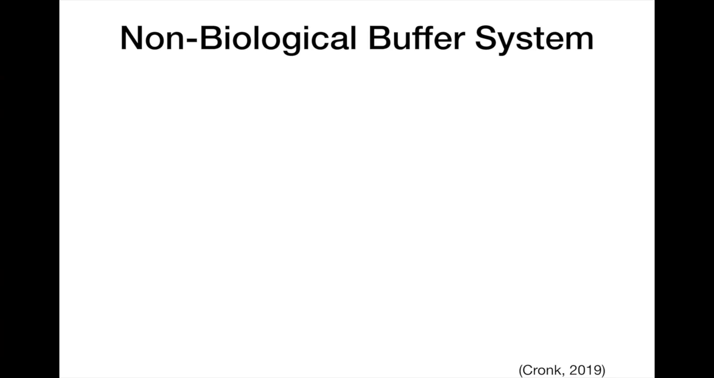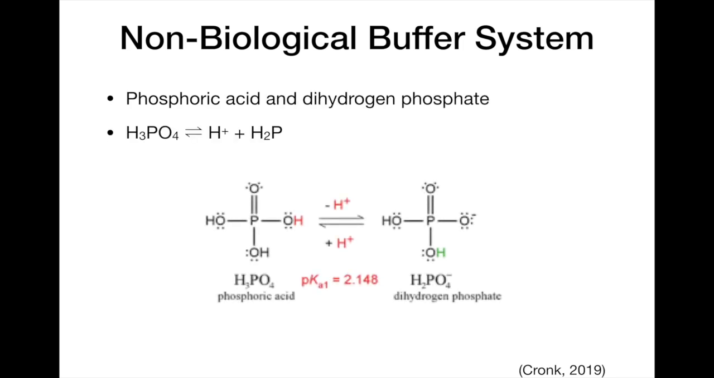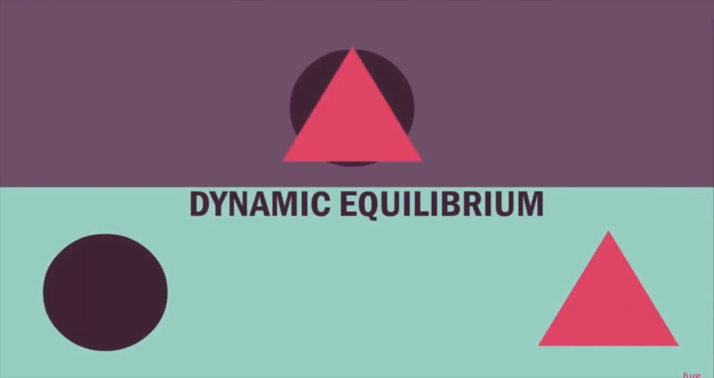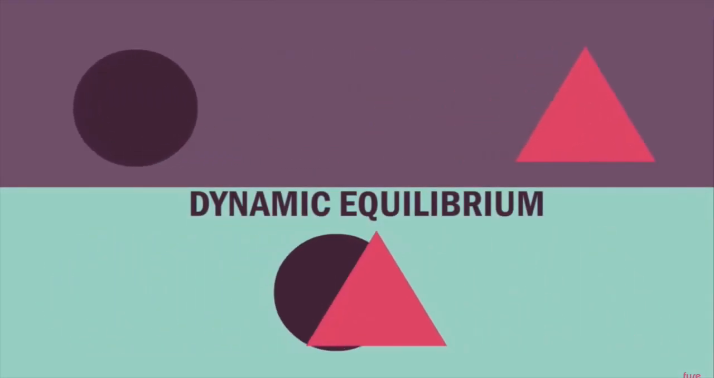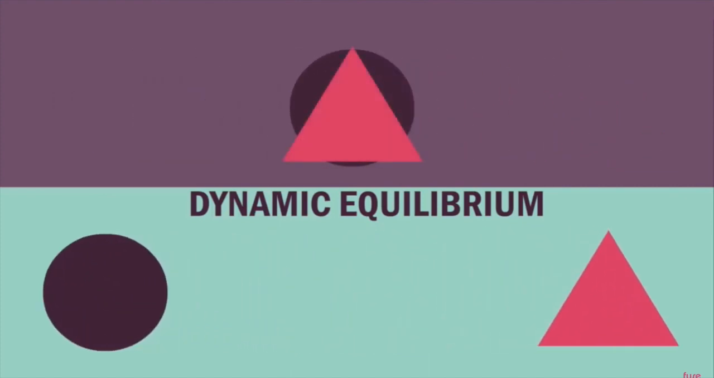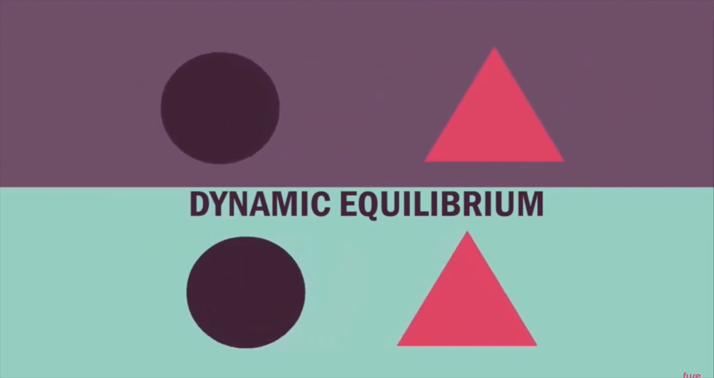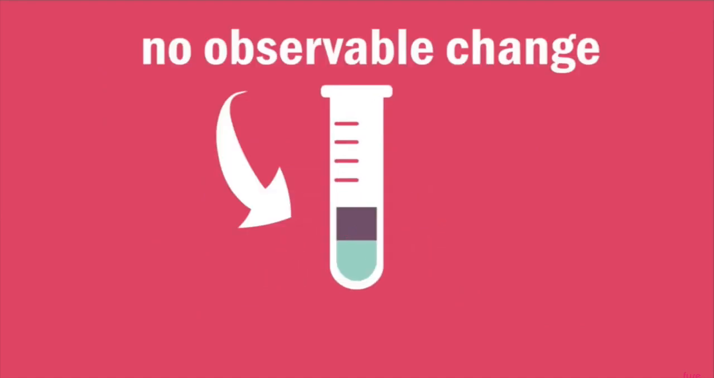In this video, I will be exploring a non-biological example of a buffer system, phosphoric acid and the dihydrogen phosphate ion. Phosphoric acid is a weak acid, meaning it partially ionizes in aqueous solutions. But before we get started, it is important to understand what equilibrium reactions are. When a system reaches equilibrium, the rate of the forward reaction is equal to the rate of the reverse reaction. So no net change is observed, and the concentrations of the reactants and products remain constant.